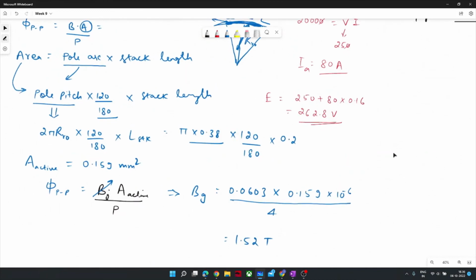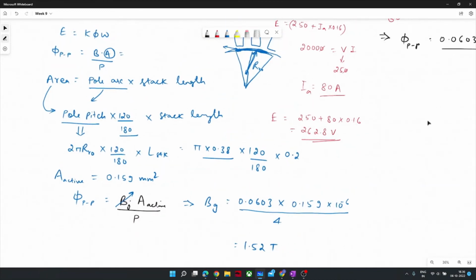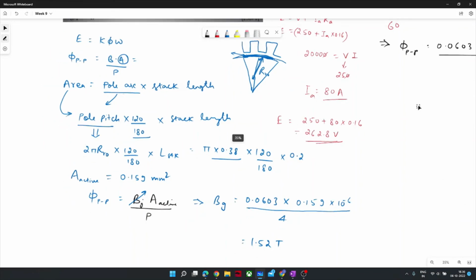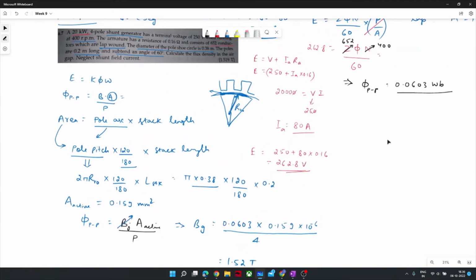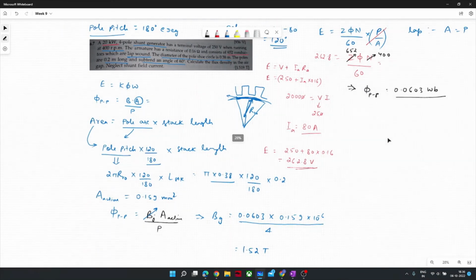If any doubt in this problem, I will be happy to take it. I know this was a very long problem. This type of problem you will never face in GATE. But anyway, solving a long problem will give you confidence to solve shorter problems.